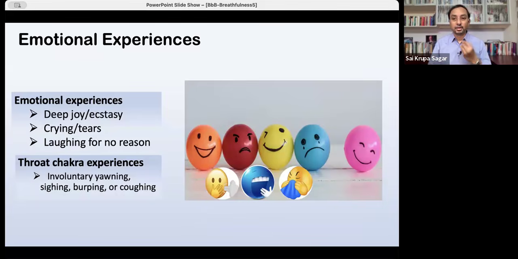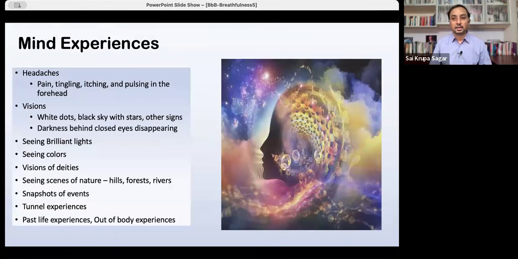sighing, burping, coughing, all these are possible when you continue to practice your deep meditation. Suddenly you feel yawning. You keep on yawning during a whole meditation. You feel sleepy, right? So all these are again experiences that are surfacing up from your body and psyche, and a whole set of mind experiences.